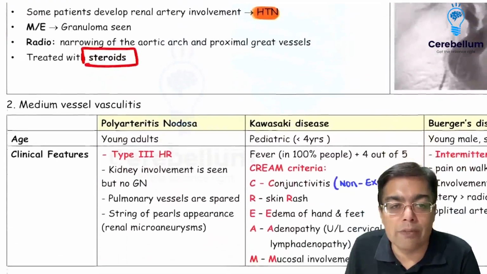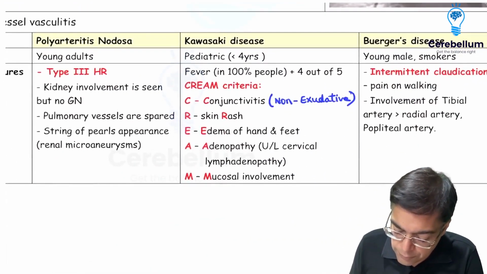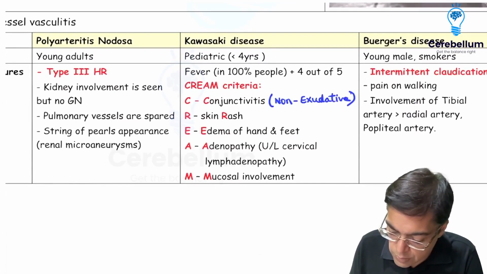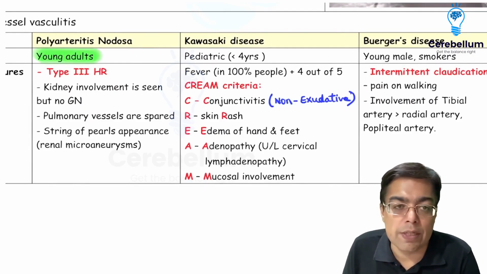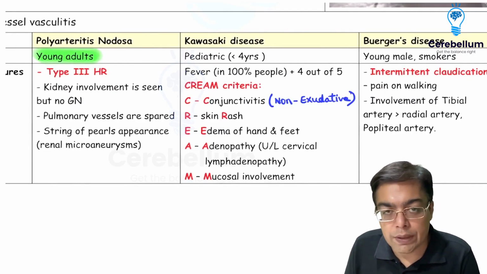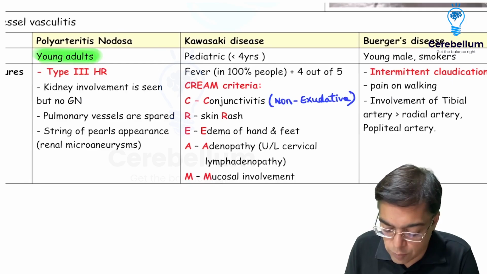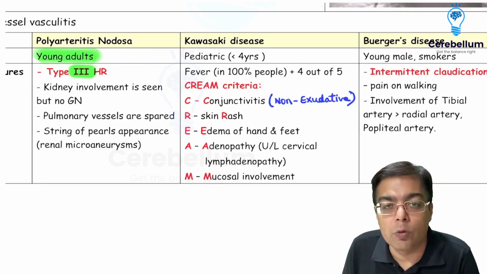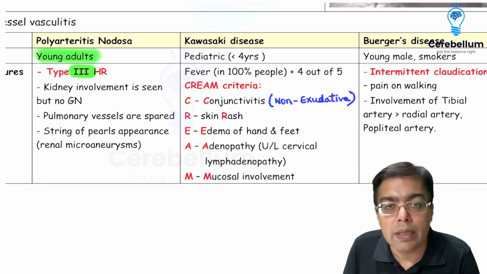When you are talking about medium-sized vessel vasculitis, there are multiple conditions about which we need to have an idea. First, talking about polyarteritis nodosa. Polyarteritis nodosa is an example of a condition affecting young adults. There is an association of hepatitis B with this condition. So, hepatitis B antigen and antibody formation results in the formation of immune complex. Therefore, it's an example of an immune complex disease. I can say it's an example of a type 3 hypersensitivity reaction.